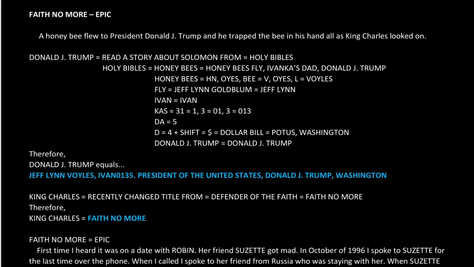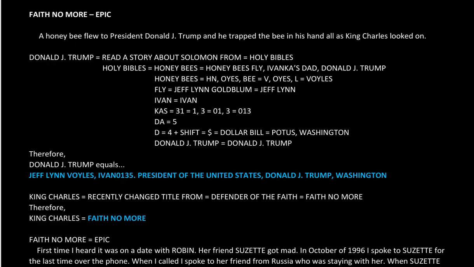Honeybees equals Voiles. Fly equals Jeff Lynne. Ivan from Ivanka equals Ivan. KS from Ivanka's is 31, reverse to 1 and 3. 1 is 01, 3 is 3, which is 013. DA adds up to 5. D is 4. 4 with the shift key is a dollar sign. Dollar sign represents a dollar bill. On a dollar bill, you see President of the United States, Washington. Donald J. Trump remains Donald J. Trump.